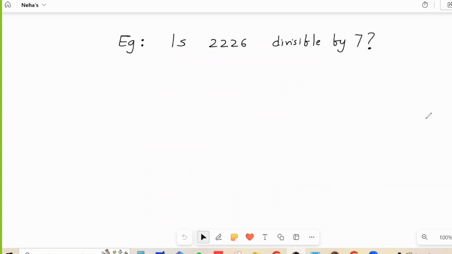Let us now take another example to understand the divisibility of 7. If the given number is 2226, we will remove the last digit from the number and double that. So the double of 6 here is 12. Now we will subtract the number that we have got over here from the remaining number. This will give us 0, 1 and 2.